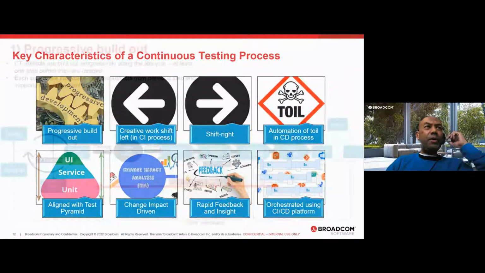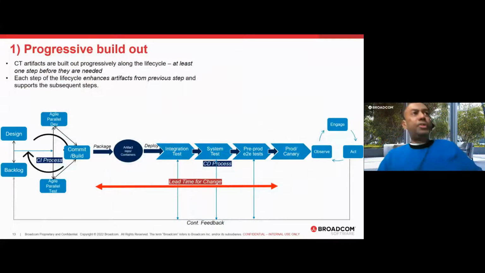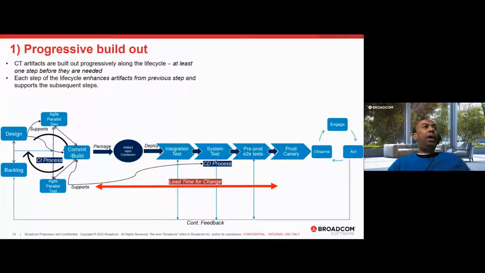Okay. So number 1 is progressive build out. Progressive build out means that we build out the continuous testing artifacts progressively along the life cycle, at least one step before when the assets are really needed, right? There is no point building out all the assets at a time, when nobody's using them, because they'll sit idle, right? And each step of the life cycle enhances the artifacts that were built from the previous step, right? So I will show you in the context, for example, of test data management. As you can see here, the design supports the development agile parallel development phase. The agile parallel testing supports all of the needs for the CD process, et cetera, et cetera.